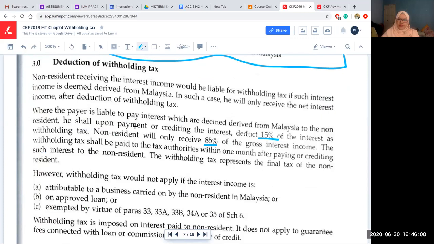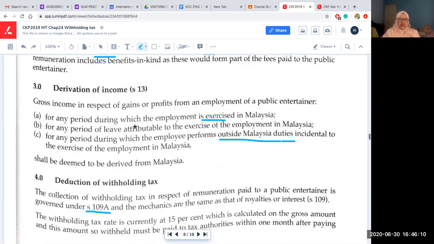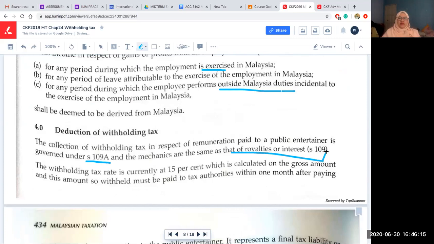Jumpa 109A yang nak cari yang interest. Tak, dia ada kat situ ke? Satu paragraph satu ayat. Entertainer 109 derivation tadi. Penat ah cari kat situ nampak. Ni 109. Public entertainers 109A. Bila ada A tu dia ada amendment kat situ. Right, means that the new law that comes in lah.